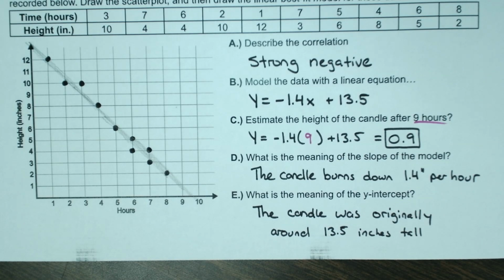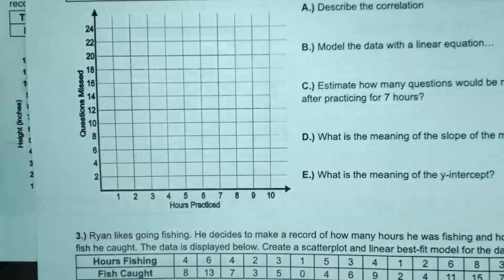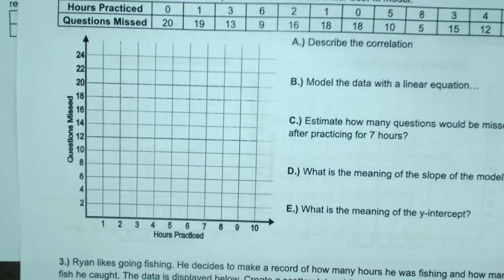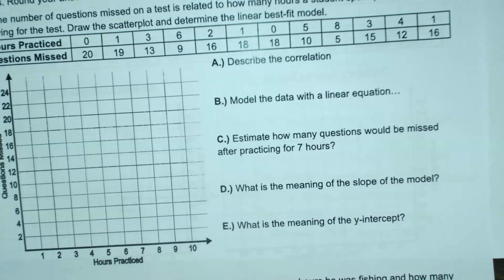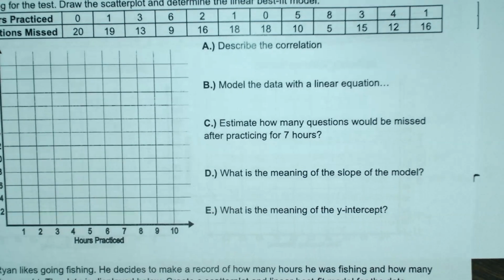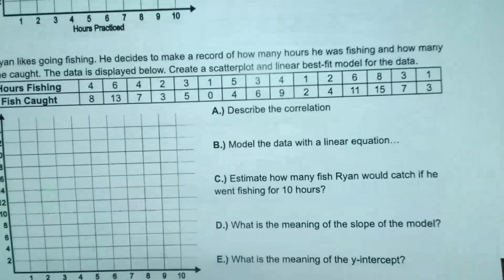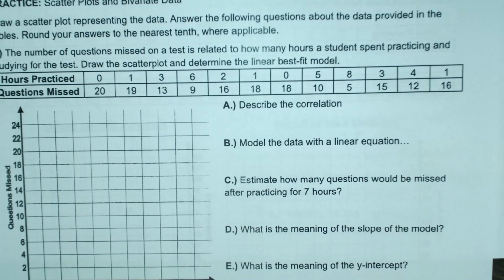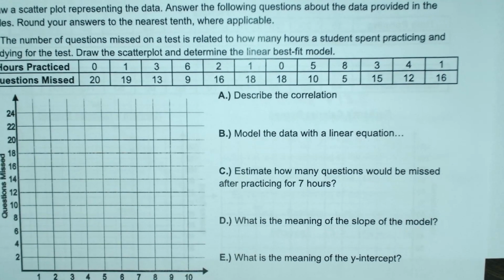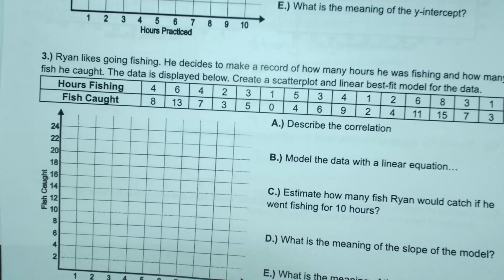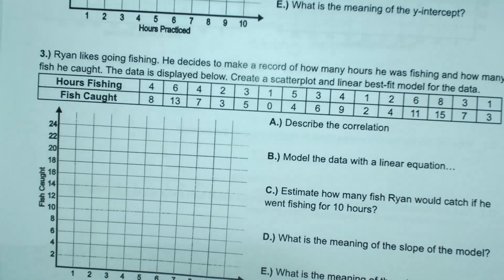I got one more paper to give you. The first 2 questions are exactly like what we just did. I mean, really, I copied and pasted the template and then made a new story. The first one's going to be talking about the number of questions that are missed on a test as it relates to how many hours have been practiced. The second one says number 3 because originally it was number 3, but then I cut out number 2 and it didn't change the number.